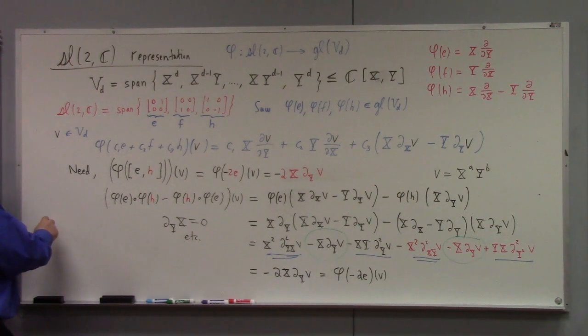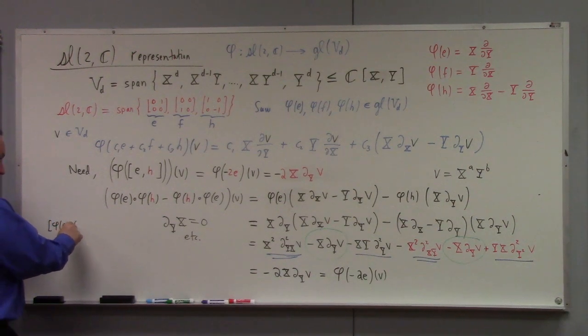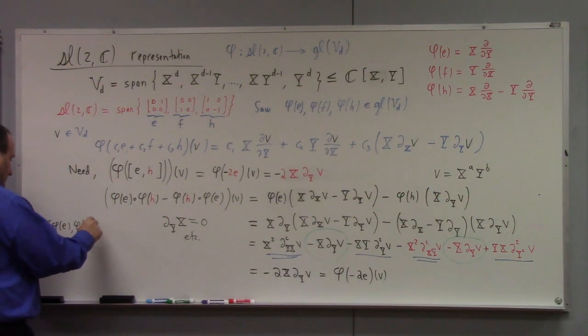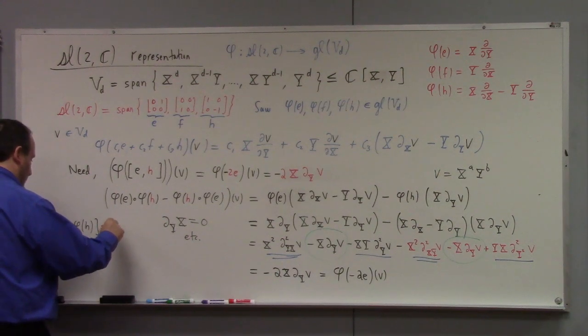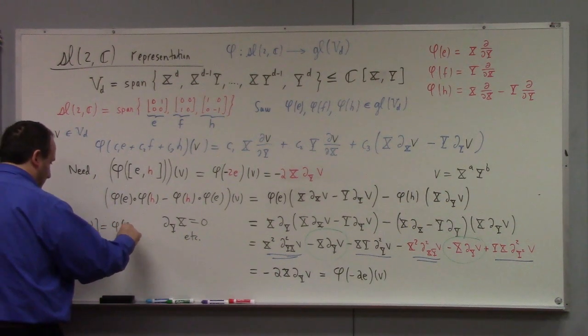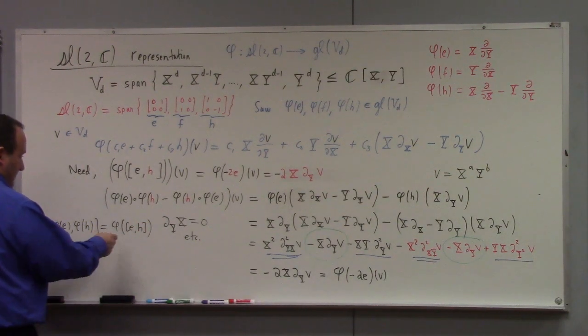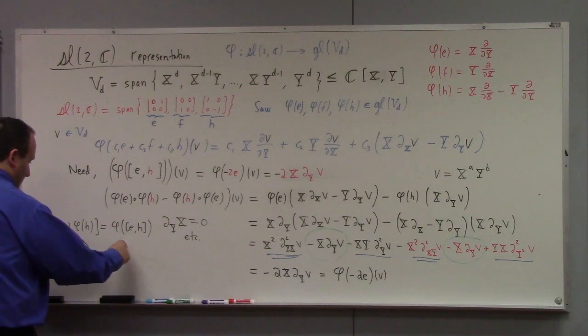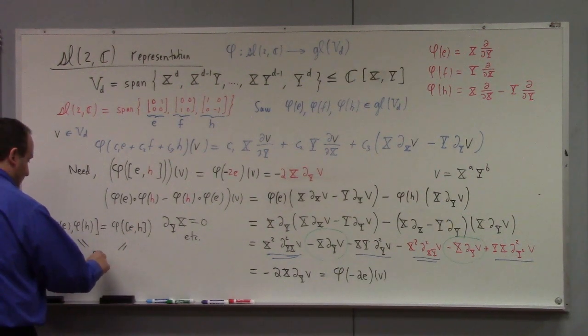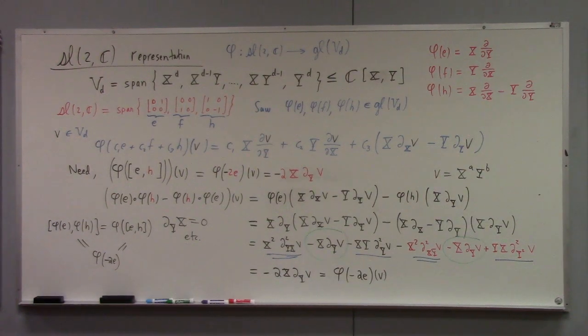So we have shown that the bracket of phi of E with phi of H is actually equal to phi of the bracket of E and H, right? They're both equal to phi of minus 2e. We met them in the middle at this minus 2x partial y v, which is true for all v. Therefore we have it.